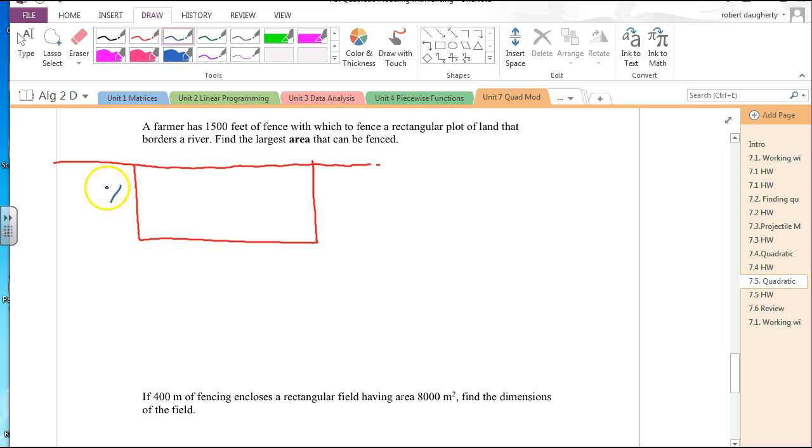Easiest thing to do is, which of these sides is repeated? This one. So I'm going to let this be x. Whichever side is repeated, I'm going to let that be my variable x. It just sets up much more simply. This one is y. What do I know about the amount of fencing? How much do I have? 1500. So the equation is 2x plus y has to equal 1500.